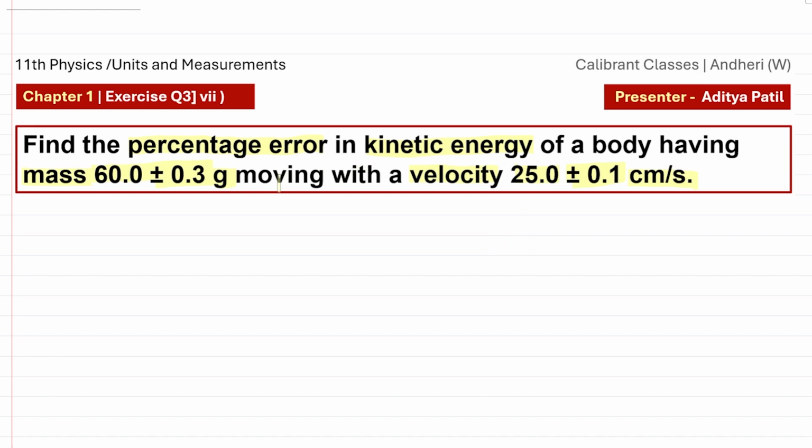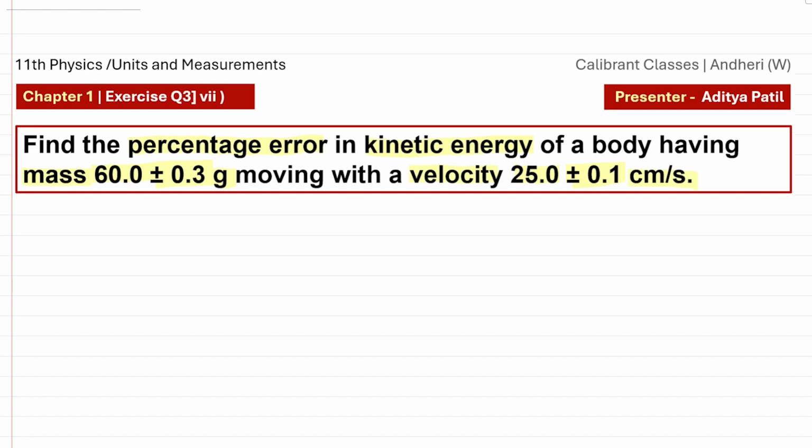So as you can see, since the quantities which we'll use to derive the kinetic energy have errors in their measurement, our calculated kinetic energy is also bound to have some errors. And उस error का percentage error हमें find out करना है in this particular numerical. With this, we have decoded our question. Now let's get started on the solving side of it.